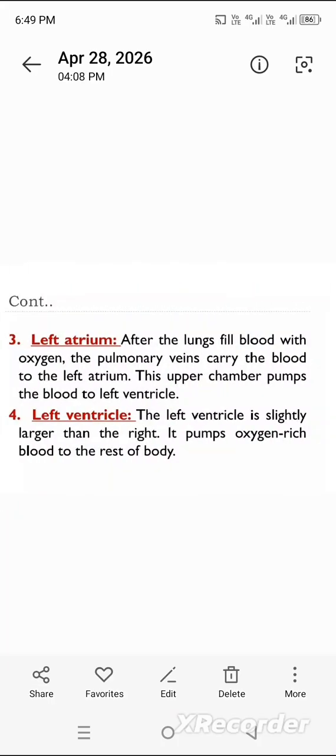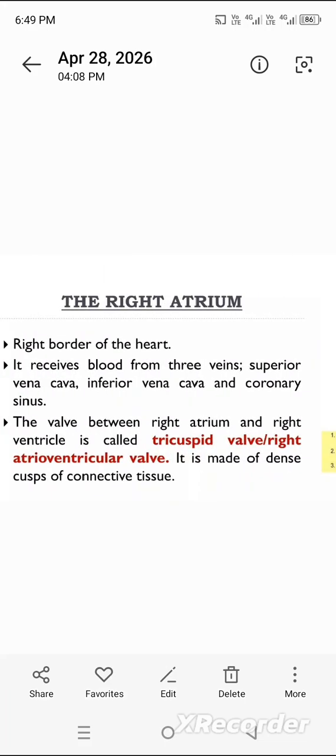Next we can see the left atrium. After the lungs fill blood with oxygen, the pulmonary veins help to carry the oxygenated blood to the left atrium. This upper chamber pumps blood to the left ventricle. So next we can see the left ventricle. The left ventricle is slightly larger than the right. It helps to pump oxygenated blood to the rest of the body.